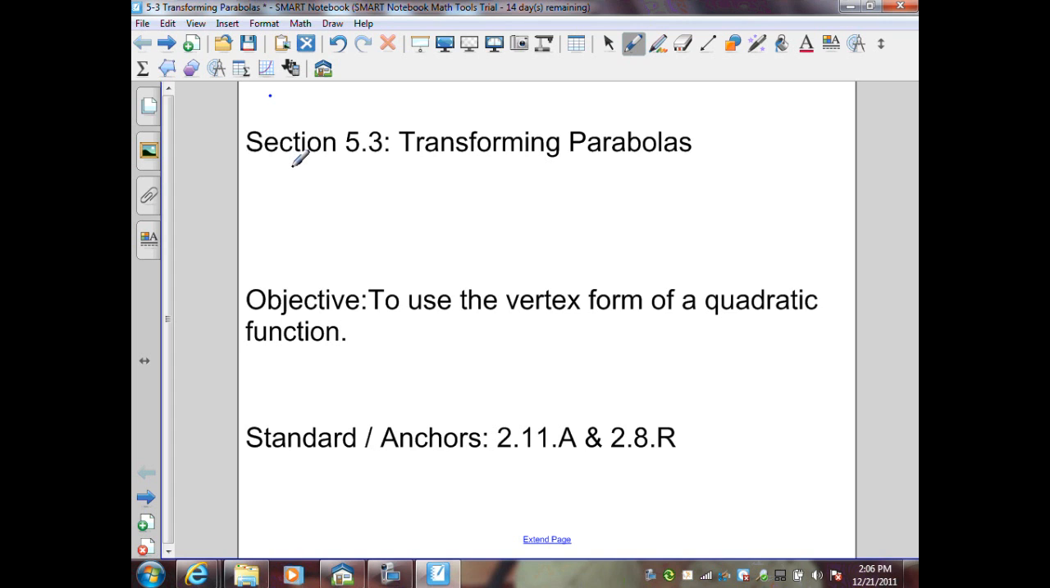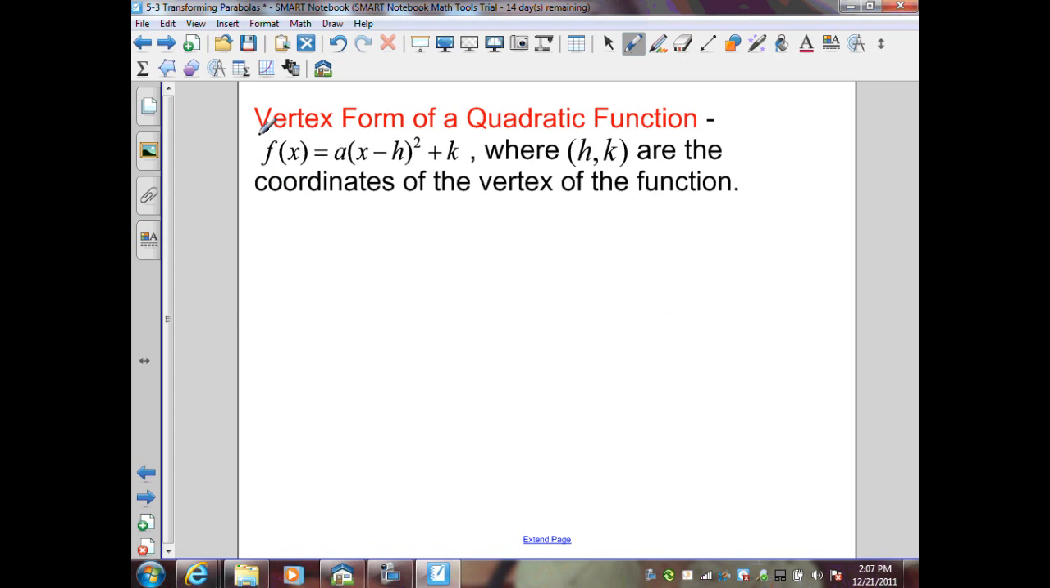Section 5.3, transforming parabolas. In the previous section, we looked at quadratic functions in the form f(x) = ax² + bx + c, where I have a quadratic term, a linear term, and a constant. Here, we want to take a look at the vertex form of a quadratic function. The vertex form is f(x) = a(x − h)² + k, where h, k, the ordered pair, are the coordinates of the vertex of the function.